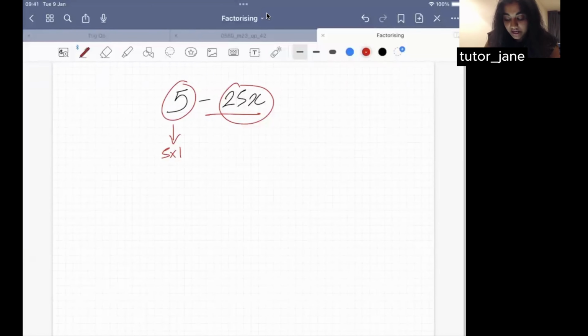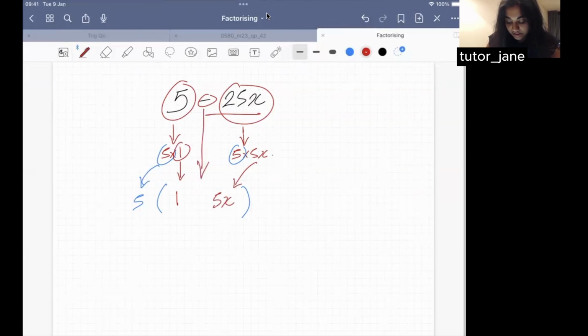So 5 times 1 is 5. And in this case, the 25x is also divisible by 5. So it'll be 5 times 5x, right? It's actually a minus 5x because of the minus sign here, but I'll put it in later. So both parts of this expression are divisible by 5. So we're going to take the 5 out and we're going to open our brackets, and then we're going to put inside our brackets what's left behind. So we have a 1 here and we have a 5x, but remember, this minus sign gets carried over as well, so it's 1 minus 5x.